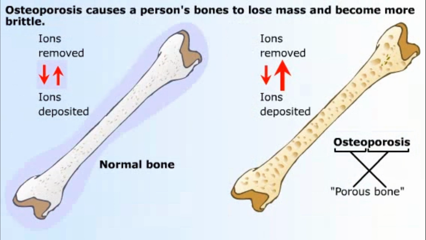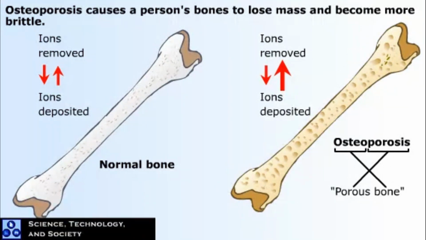In normal bones, ions are removed from the bone at the same rate they are deposited. The mass and structure of the bone remains constant over time as long as calcium and phosphate are present in the diet. In people with osteoporosis, ions are removed faster than they are deposited. This causes the mass of the bone to decrease. The bones become more hollow, and they are likely to break much more easily than normal bones.